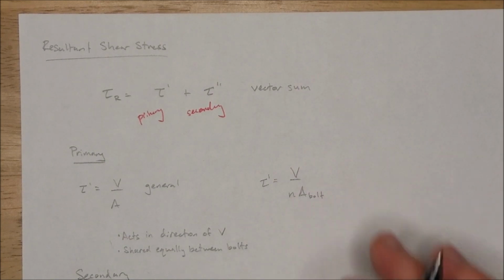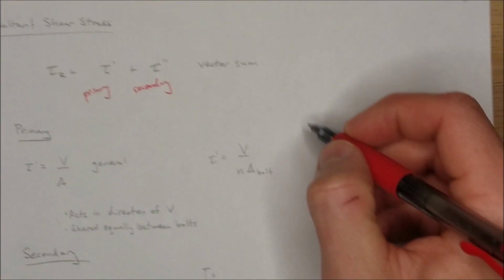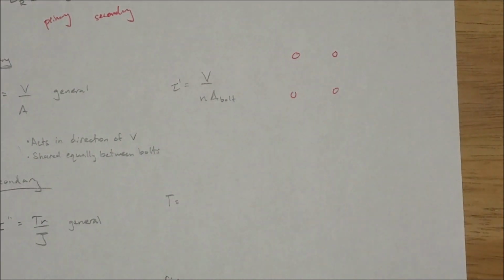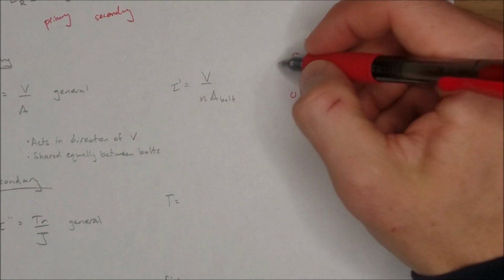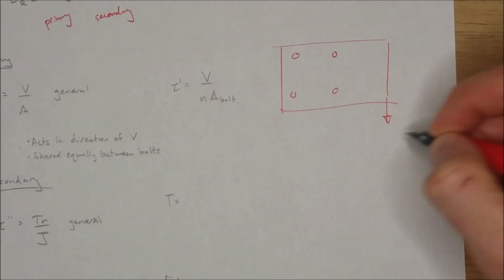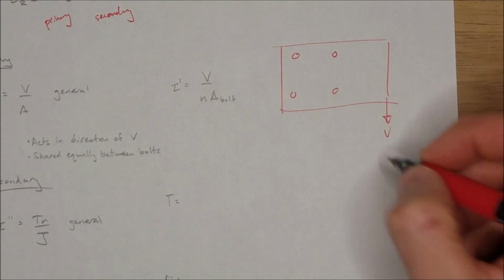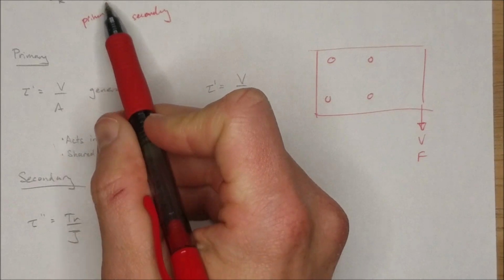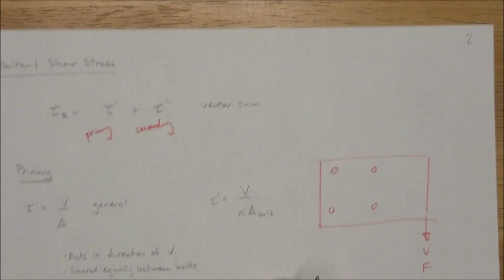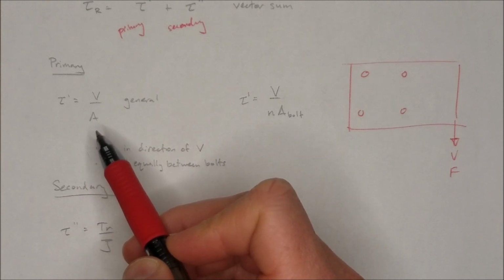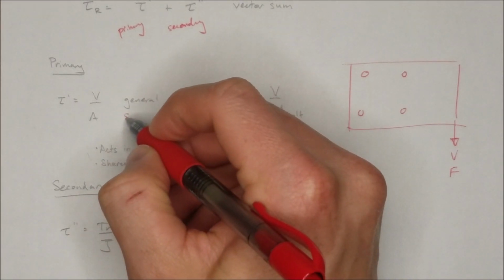And imagine I've got, we'll just start right here and we'll go back to our previous example. Imagine I've got 4 bolts. And I've got a load coming off of here. Call it either V or F, either one, doesn't matter. What is our primary shear stress? So that's simple. Primary shear stress is just the general shear stress formula, V over A.